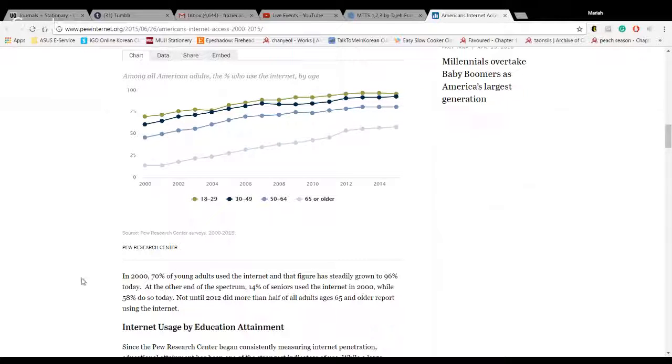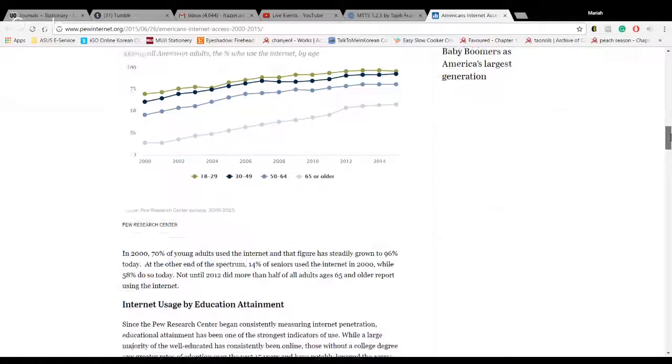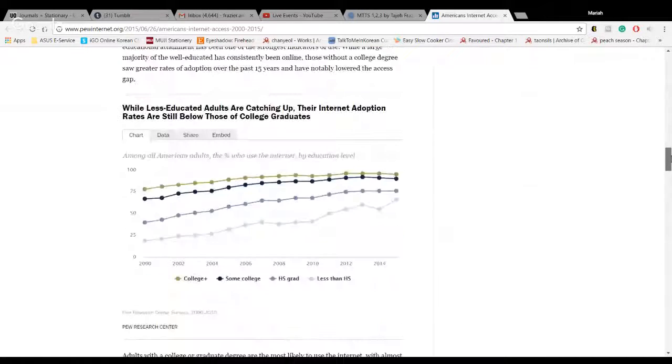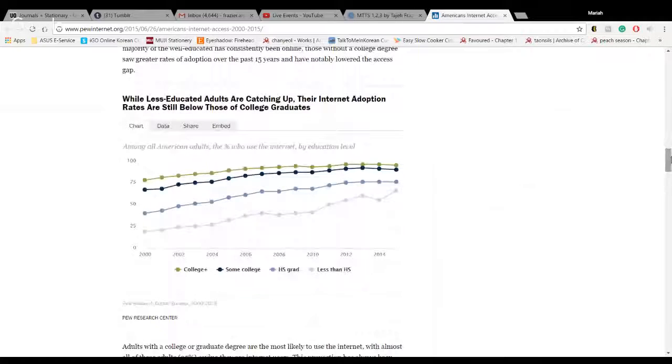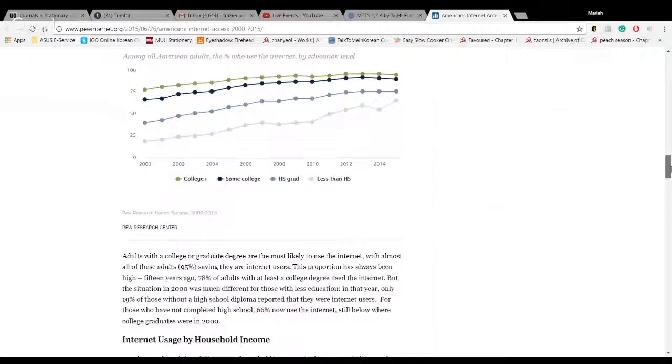In 2000, 70% of young adults used the internet, and that figure has steadily grown to 96%. 14% of seniors used the internet in 2000, now about 58% do. So that is a large increase. And here, this next graph shows that the less educated adults are catching up. But overall, the more education you have, the more likely it is that you use technology.